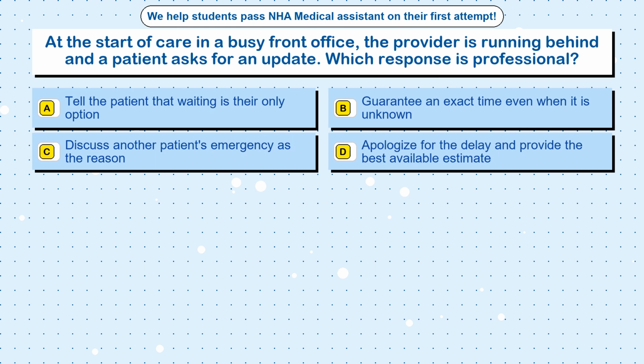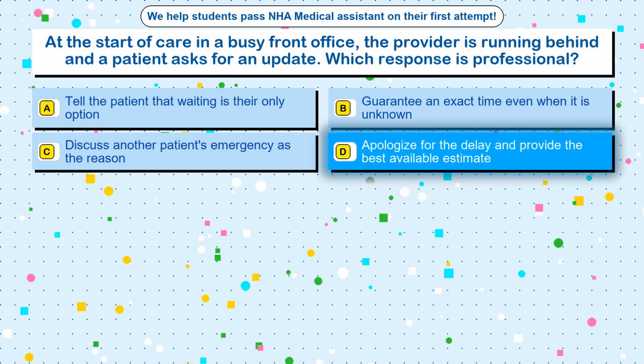Question 4. At the start of care in a busy front office, the provider is running behind and a patient asks for an update. Which response is professional? Option A, tell the patient that waiting is their only option. Option B, guarantee an exact time even when it is unknown. Option C, discuss another patient's emergency as the reason. Option D, apologize for the delay and provide the best available estimate.